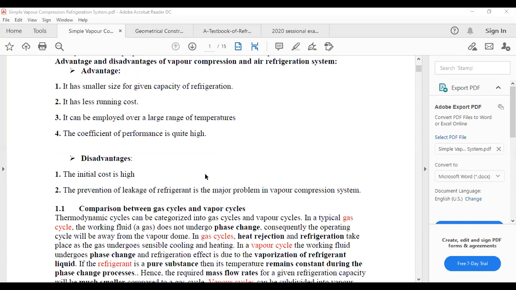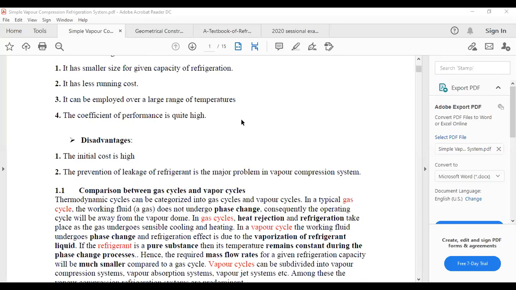We are employing a small compressor, 1/4 compressor, 1/8 compressor. So those compressors are very small as compared to the amount of work or the heat that is being removed. So you find that the efficiency, which is the COP, for these systems is quite high. Despite all these good things about it, it also has disadvantages or drawbacks.